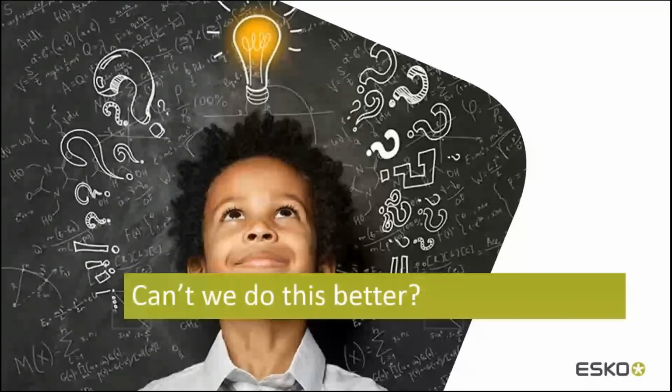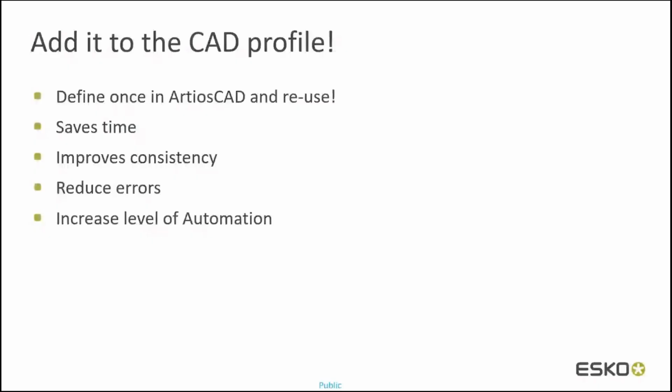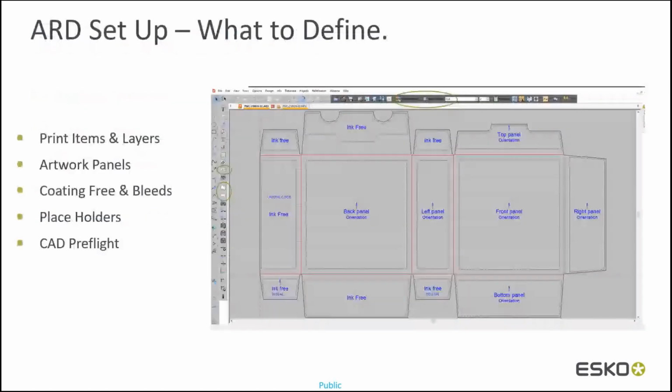So can we do this better than what we currently have? What we at Esko have been working on is the integration of our different products. A lot of things start with the structural design. You might have some graphics already existing, but working with the structures is where things really start coming together. So we're going to define it once in ArtiosCAD and be able to reuse this. It's going to save time, improve consistency, and reduce errors. And as Boris is going to show, it's going to increase some levels of automation, so make things a lot quicker and more proficient for you.